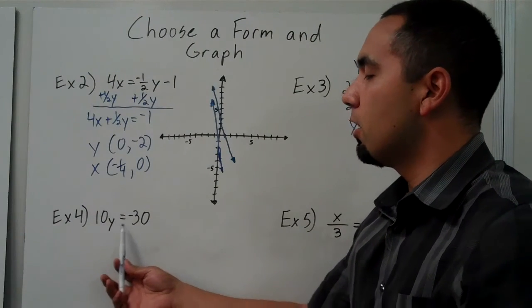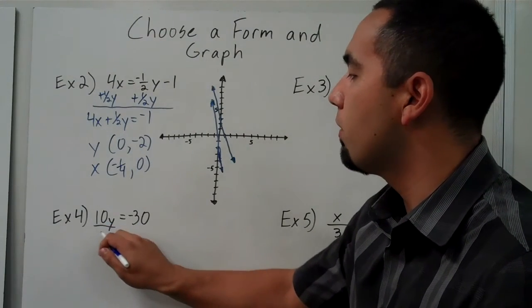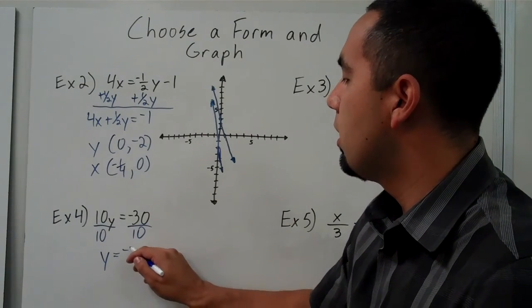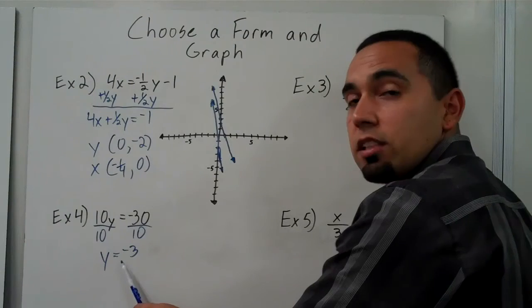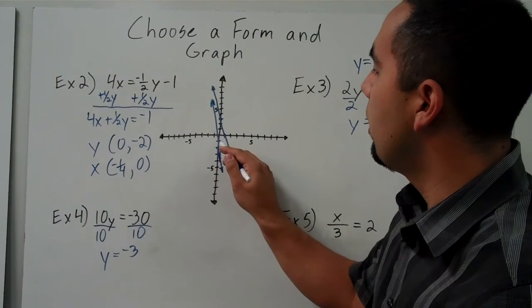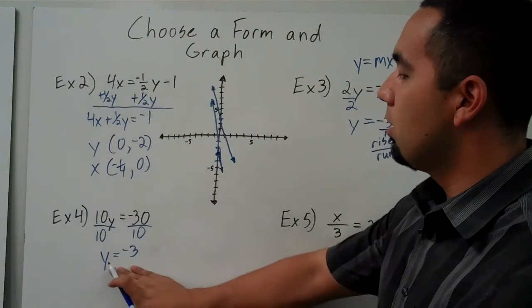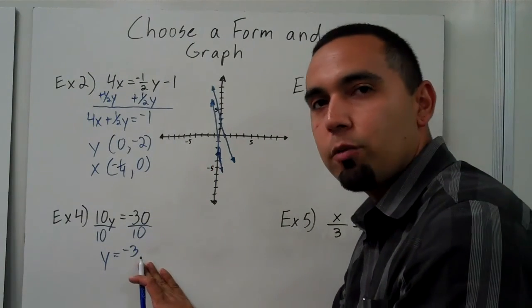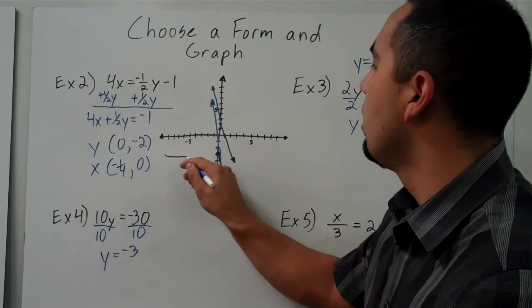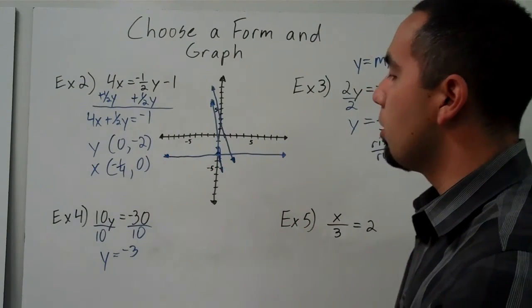Example number 4. If I look at this, I see again it's easy to solve for y, so I'm going to do that. In one step I can solve for y. All I have to do is divide by 10. If I divide by 10, I get y equals negative 3. We talked about this in the last video. Whenever you have y equals some number, all you have to do is find that number. Negative 1, 2, 3. My graphs are getting kind of sloppy here. But y always equals that number. Does not matter what x equals. X can equal whatever it wants. Y is always equal to negative 3, which means I have a horizontal line. Okay, so there's my horizontal line.